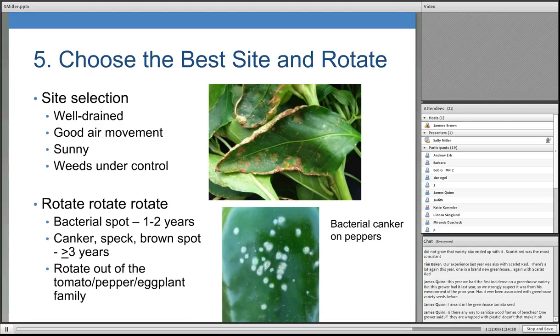And then, of course, weeds need to be under control, particularly the solanaceous weeds. And then rotation. For bacterial spot, at a minimum, 2 years, so at least 1 year without a solanaceous crop. For canker and speck, I should have taken out brown spot, that's a pepper problem, it should be at least 3 years, preferably longer. If you're growing organically, you have to do these long rotations anyway. But this takes as long as it takes to break down all of the residue. That's how much time it needs to make sure you don't have canker in the system.